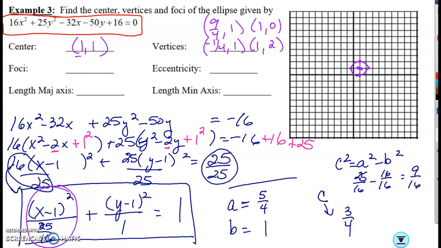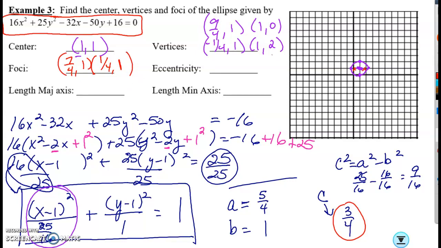Foci is always on the major axis, and so we're going to go out 3/4. So that's not quite to 1. It's teeny tiny. It's in here, and we're adding 3/4 and subtracting 3/4. So if we add, we get 7/4, comma 1. If we subtract, we get 1/4, comma 1.